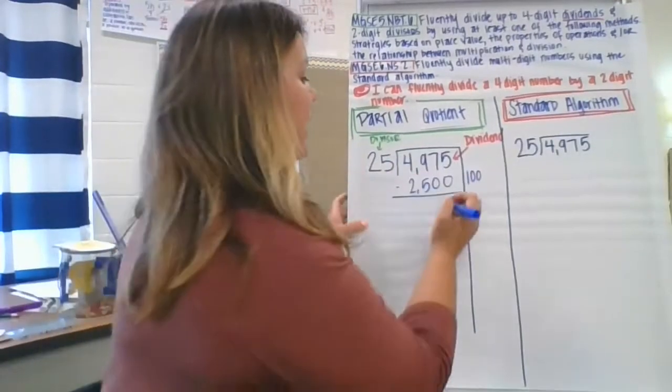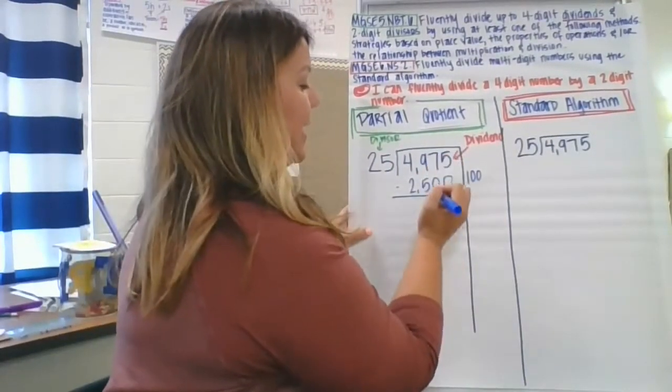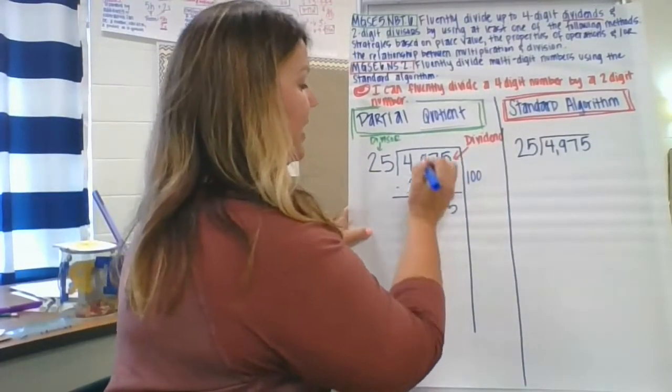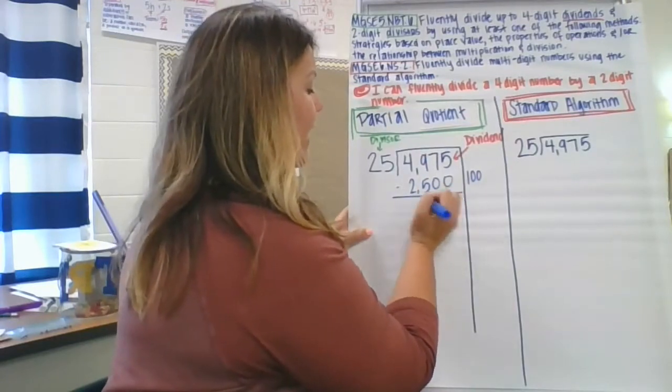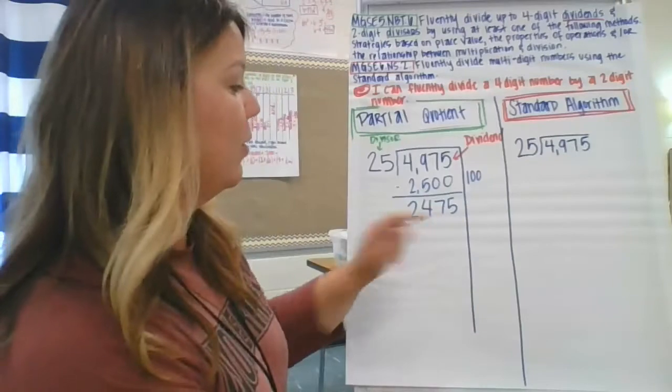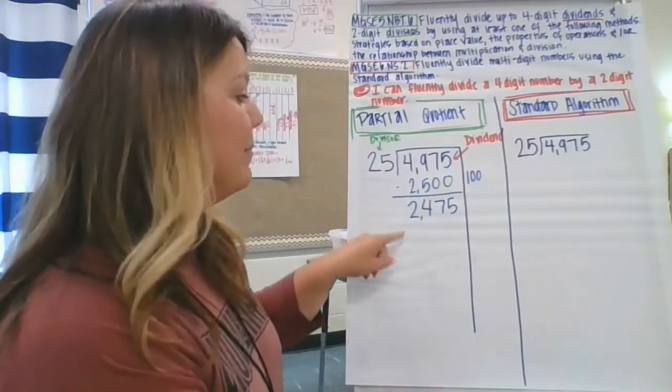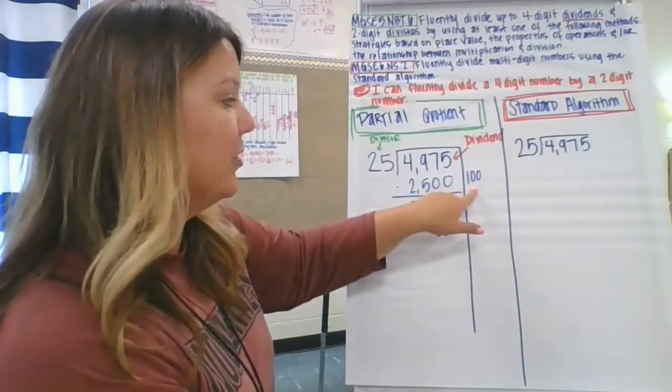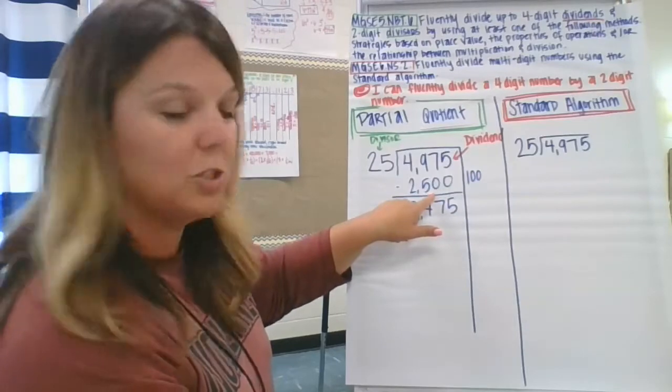5 minus 0 is 5. 7 minus 0 is 7. 9 minus 5 is 4. And 4 minus 2 is 2. So I'm left with 2,475. Now, I'm not going to be able to take out 100 again because 100 was 2,500.